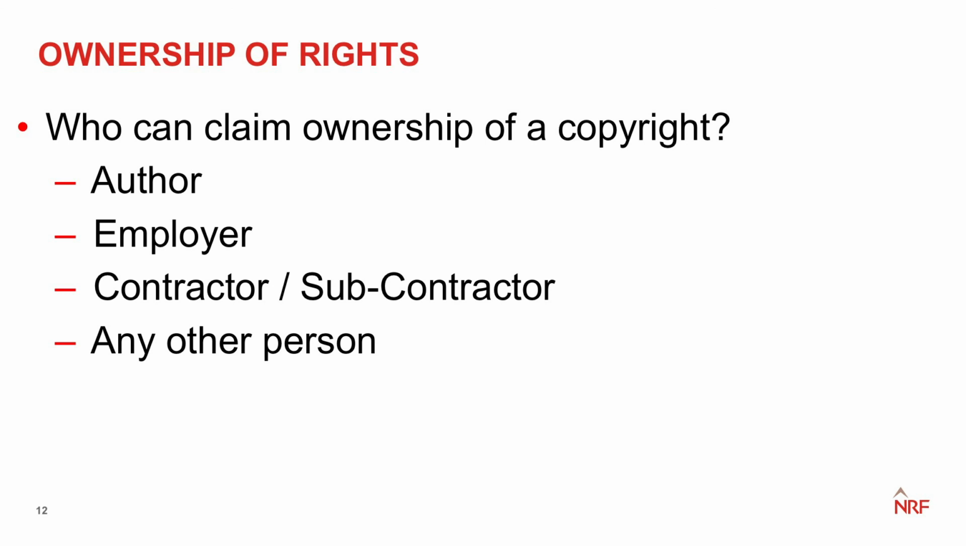The last item is any other person. As you've seen in all of these relationships, the economic rights are really tied to the copyright. So as part of the copyright owner, you have the right to assign those rights to any other person for whatever reason. So the owner of the copyright then becomes whomever you assign those rights to.